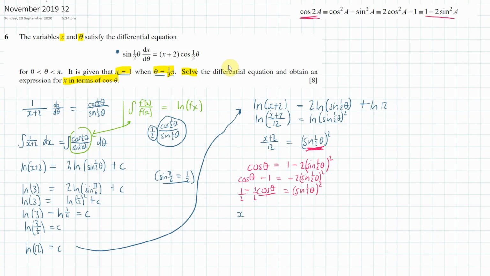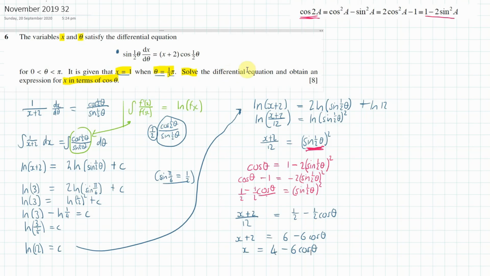So my equation will now look like this: x plus 2 over 12 is equal to 1/2 minus 1/2 cosine theta. Times both sides by 12, that gives x plus 2 equals 6 minus 6 cosine theta, and then finish it off by moving the 2 across to the other side. So I'll have x equals 4 minus 6 cosine theta, and that is that question, full 8 marks, all sorted.